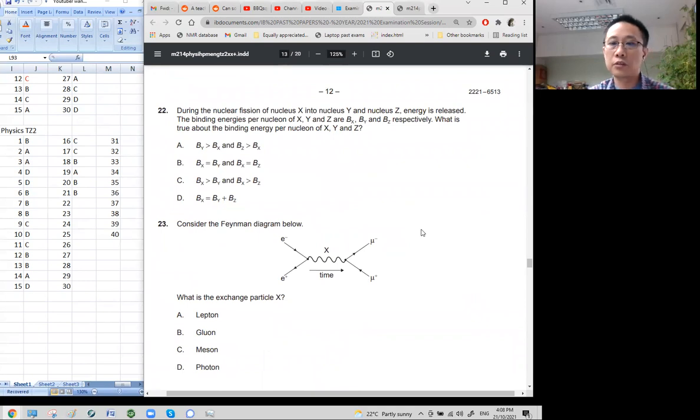22, during a nuclear fission of X into Y and Z, energy is released. The binding energies of X, Y, and Z are Bx, By, Bz. What's true about the binding energy per nucleon? Well, during fission, you're fissioning a very large nucleus into intermediate size nuclei, which are more stable. And if a nucleus is more stable, it's got higher binding energy per nucleon. And I think A is correct.